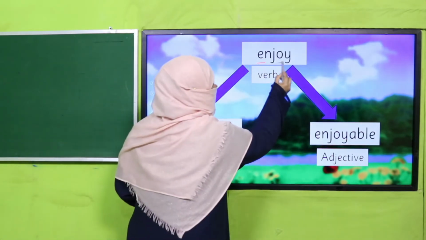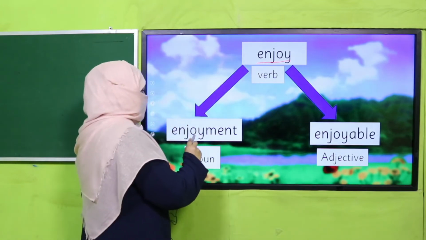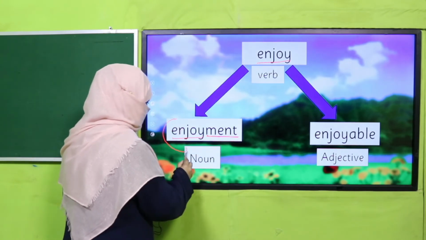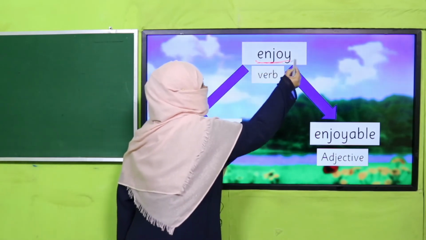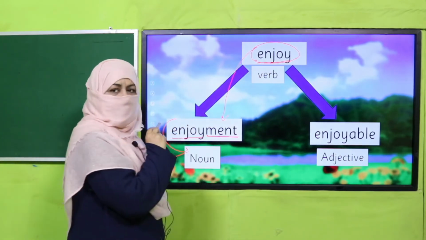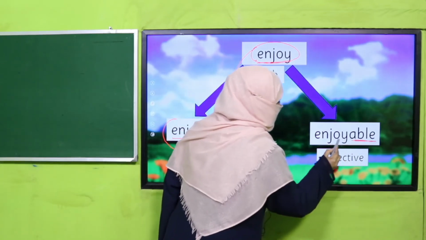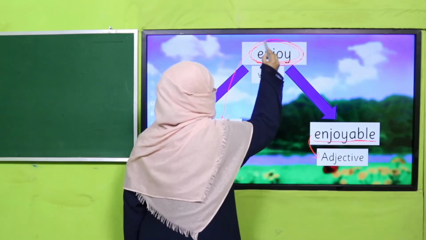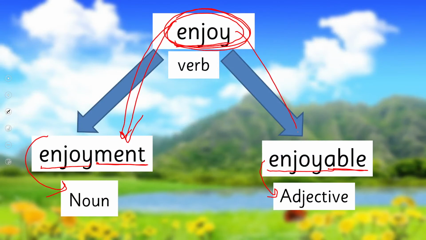All right, there is another example. This is enjoy. Again, it's a verb. When I added a suffix ment to it, it becomes enjoyment, and it's a noun. You see, again, we have converted a verb into a noun. And when I added able, it becomes enjoyable, and it's an adjective. So one word, to a noun, and to an adjective. And my dear children, when we are using one word and we are giving them different parts of speech, it is known as word family. This enjoy, enjoyment, enjoyable, all together these 3 words are word family.